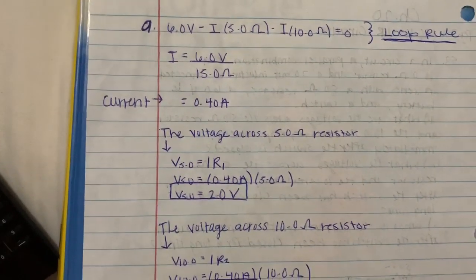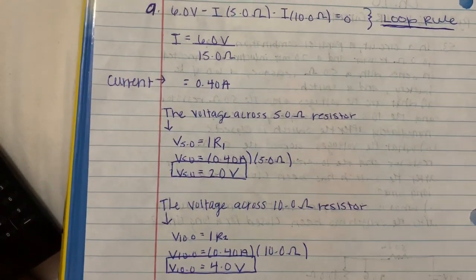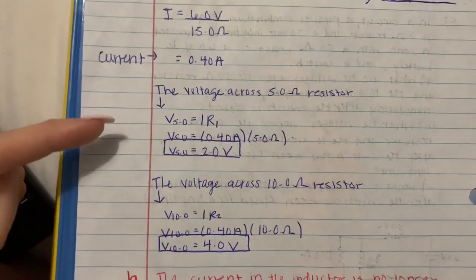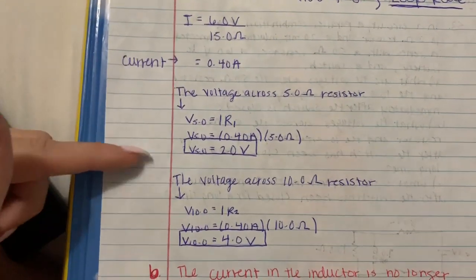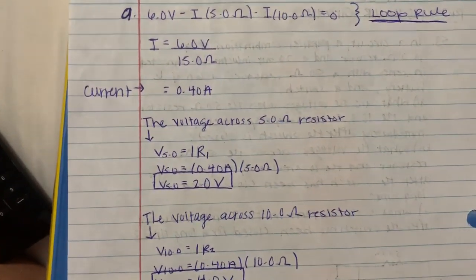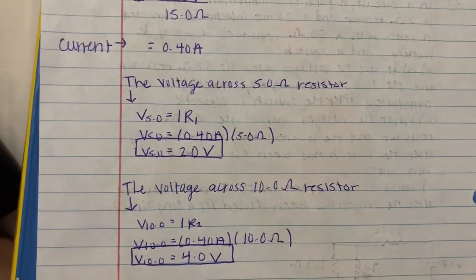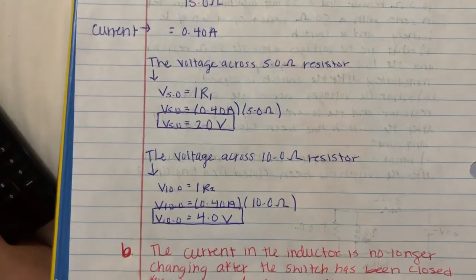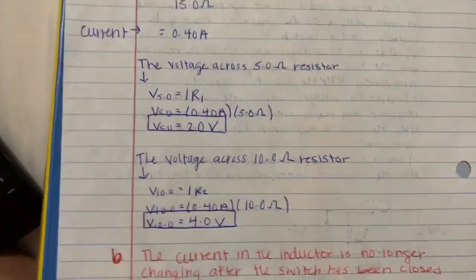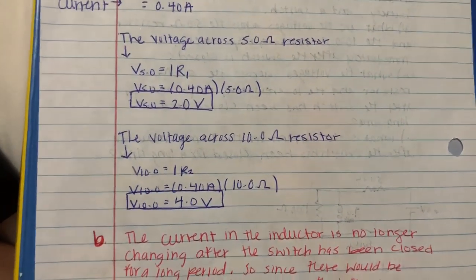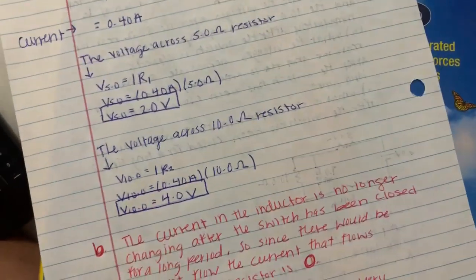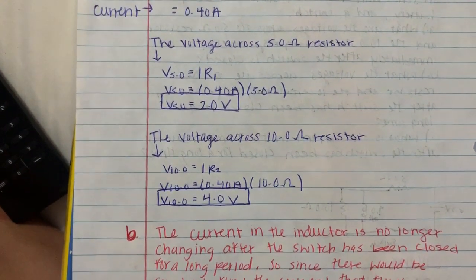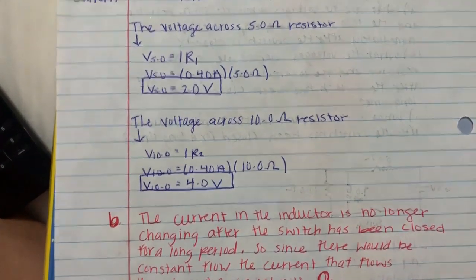The voltage across the 5 ohm resistor, I wrote V, and then the little 5, equals I times R1, and that's going to be the current times your resistance. And then I plugged in the current that I got up here and the 5 ohm resistance. And for the 5 ohm resistor, it's going to be 2 volts. And then I did the same thing, but I used 10 instead. So the voltage of 10 equals I times R2, and then plug the same thing in, and I got 4 volts.